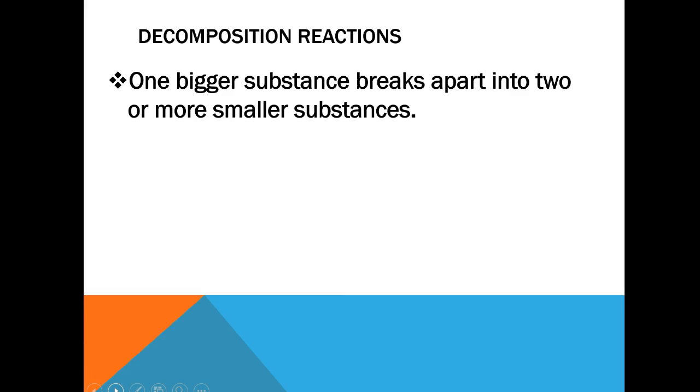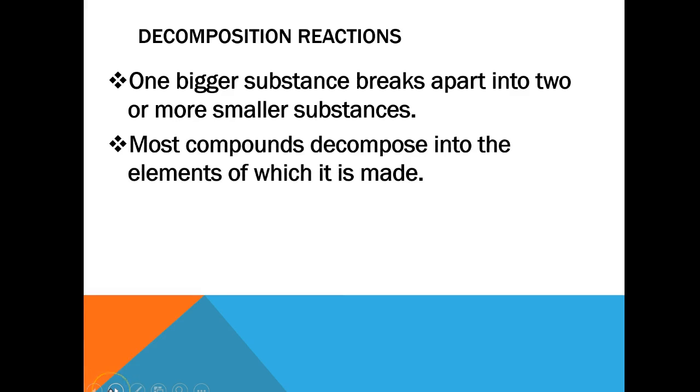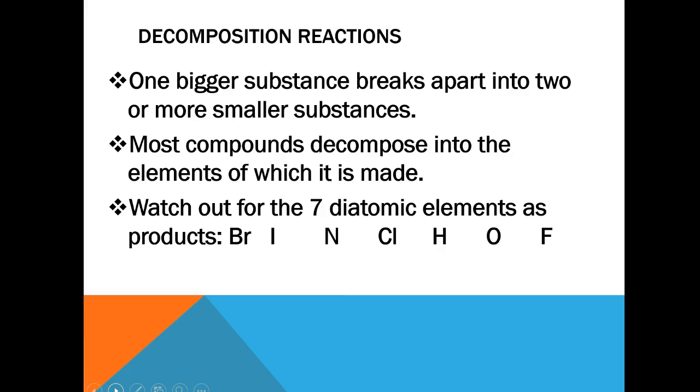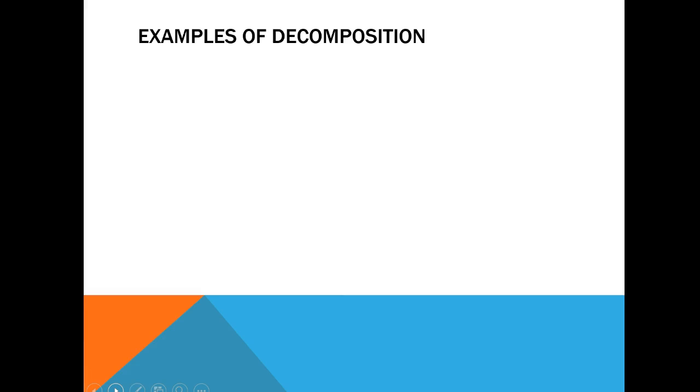You have to recognize it. Decomposition is kind of the reverse of that. It breaks apart into two or more smaller substances. Most of the compounds decompose into the elements of which they are made. There are certainly lots of decomposition reactions that are more complex, but it's hard to predict the products unless you start just memorizing them. The big thing you want to watch out for is if any of these are your products, you better put a 2 afterwards.